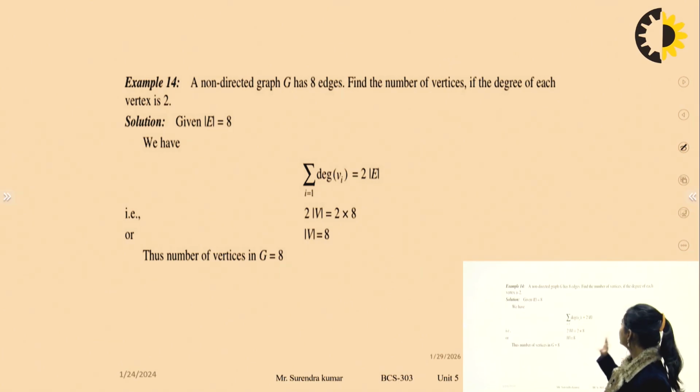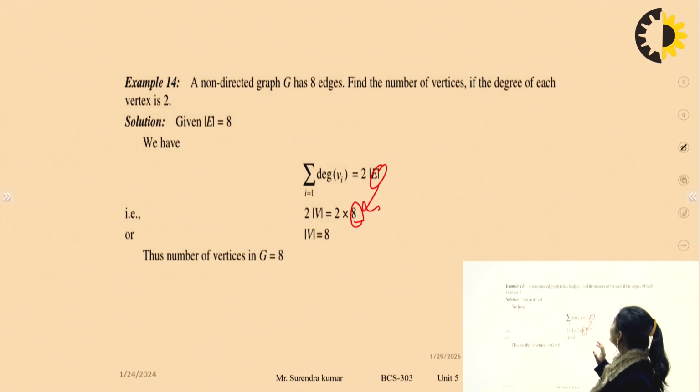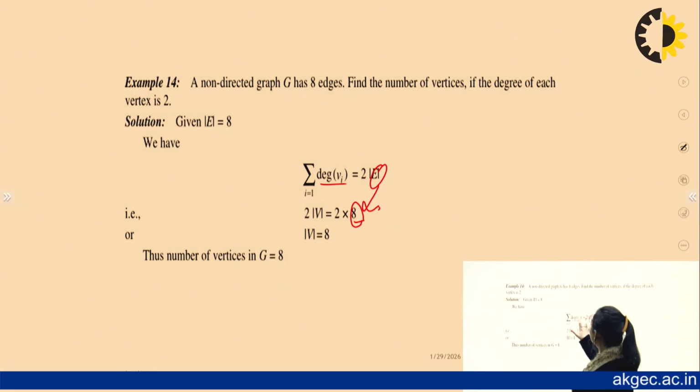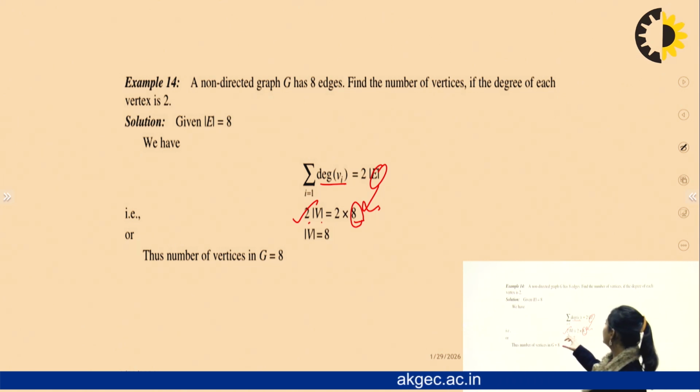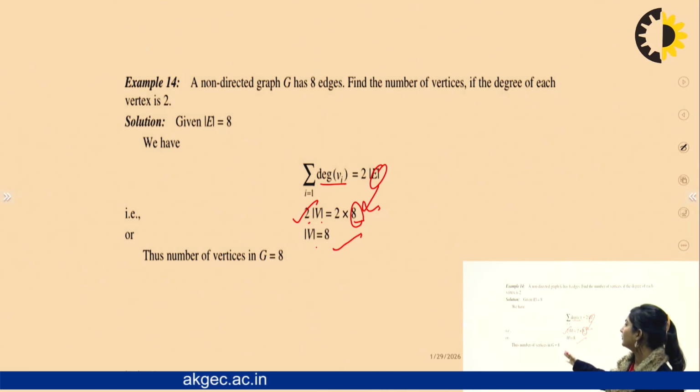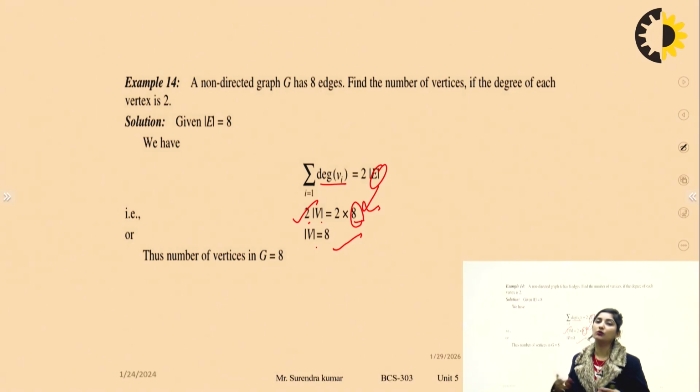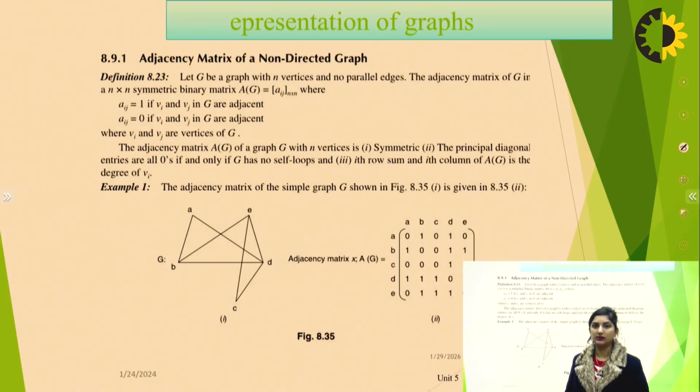Now here, the edges are given as 8, which we have written here as E equals 8. The degree of each vertex is 2, so we have used that in the formula. So the number of vertices is 8. If you have the count of the number of edges and the degree of a vertex, then you can certainly find the number of vertices.